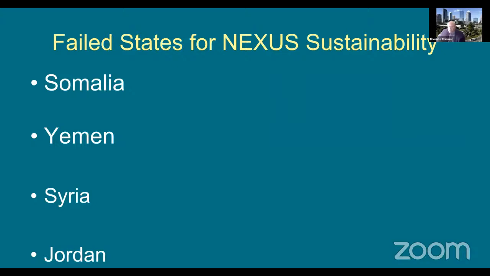The second is Yemen. Obviously, Yemen is going through a major war right now. They have lost their water. It's controlled by the Houthis. That was obvious. Syria is on the list because it just went through its own civil war, and we have major water loss. And finally, we have to predict which countries will be next. And sadly, I put Jordan on this list.